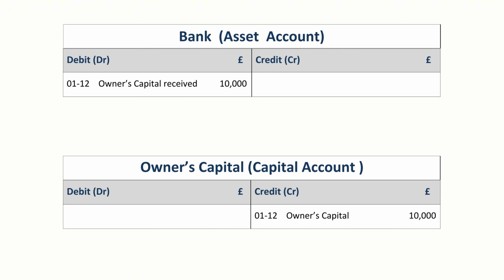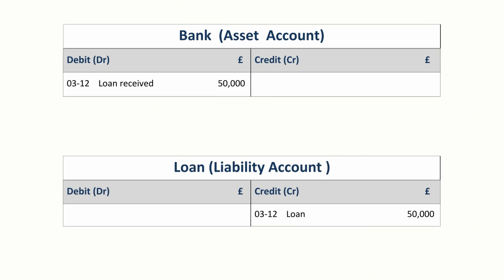Bank and owner's capital. Let's post that in our T accounts. The bank increases, so we debit bank. Capital increases, so we credit capital. Next, the business takes out a £50,000 loan from the bank. That increases our bank, so debit bank. This increases our loan, which is a liability account, so credit loan.